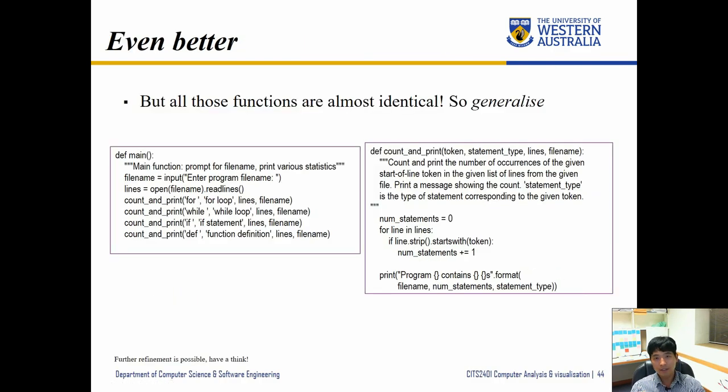And we can do even better because when you think about counting, the way it's counted is the same. It's going over a bunch of lines and checking whether it exists in that line or not. Therefore, by putting in what we want to count as an input parameter, such as here, for, while, if, and def, we can reuse a single function over here, used again and again. So let's test it.